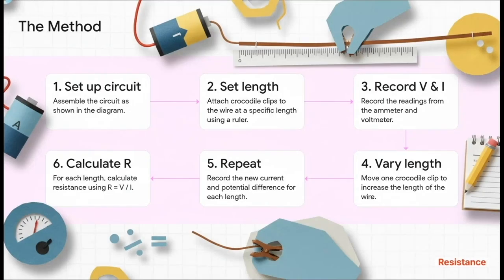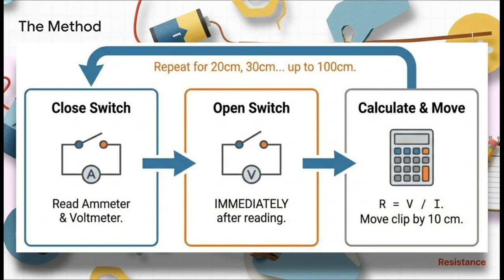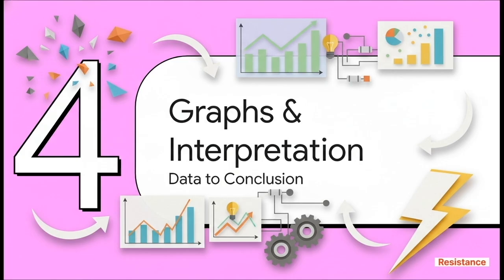And here it is, the entire method in 6 easy steps. Think of this as your recipe for that perfect 6-mark answer. It's just a clear, logical story that the examiner can follow. You set up your circuit, pick your first length, take your readings for V and I, then you just move the clip, repeat the readings for the new length, and keep going. And for each one, you calculate the resistance. It's that straightforward. Just collecting the data is only half the story.